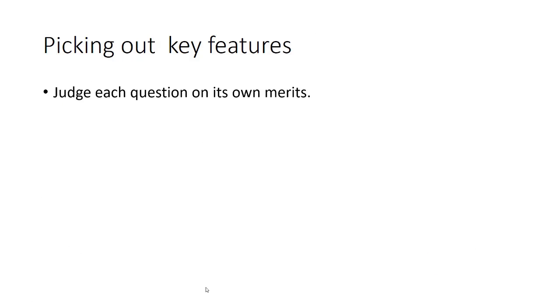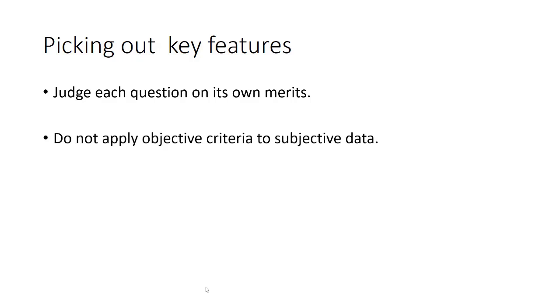So picking out key features. Judge each question on its own merits. All right? Do not apply fixed rules to data that is constantly different and constantly going to be changing. Look at the data based on what you see on the paper, not what you have learned before. All right, not looking for the highest, the lowest, the biggest differences, all of those different things, because if you're doing that, you're going to pick out the wrong things. Do not apply objective criteria to subjective data. All right, objective criteria are things like highest, lowest, biggest differences, all of those different things. But that is objective, but what you're looking at is subjective. It's always changing. It's based on its own merits. So always look at it on its own merits.